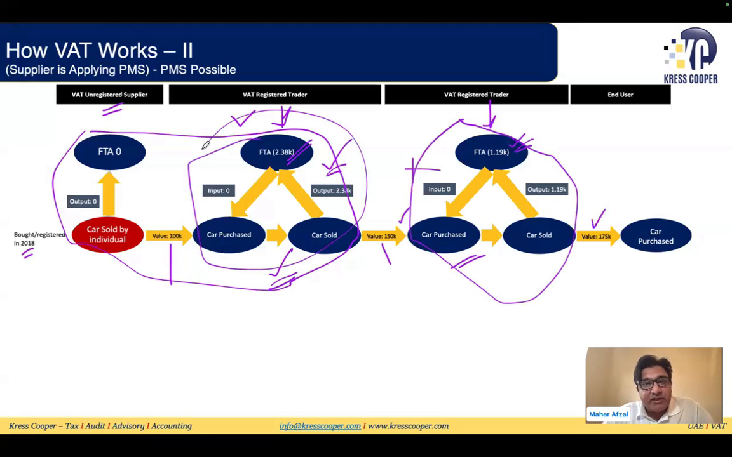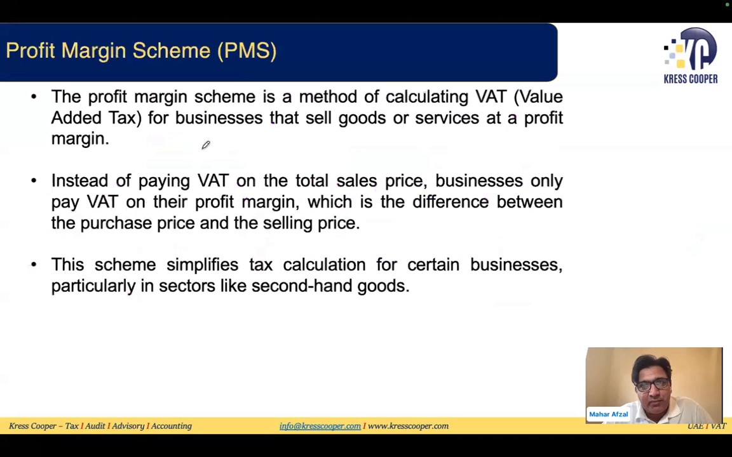So these are the few examples. Now based upon these examples, you will be able to understand what exactly the law says, what the requirements are, what the compliance requirements are, and what the documentation requirements are.